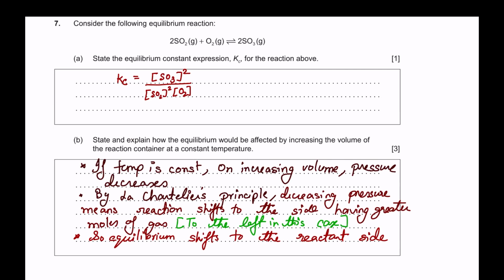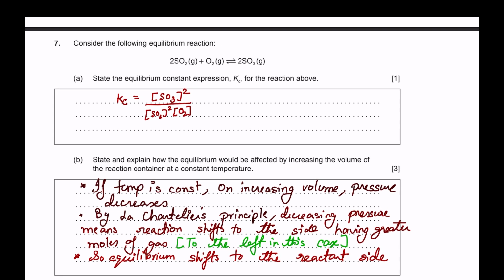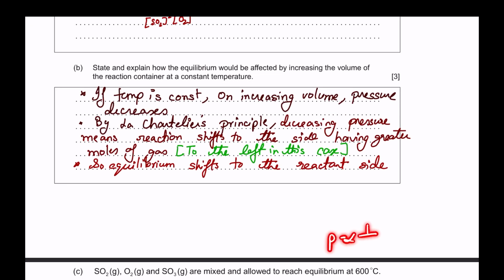That's the equilibrium constant. Now we have to explain what happens on increasing the volume of the container at a constant temperature. On increasing the volume, pressure decreases. We have the relation PV equals nRT. If temperature is constant, PV is constant. If PV is constant, P is directly proportional to 1 by V. If we increase the volume, our pressure will decrease. They're inversely proportional to each other.